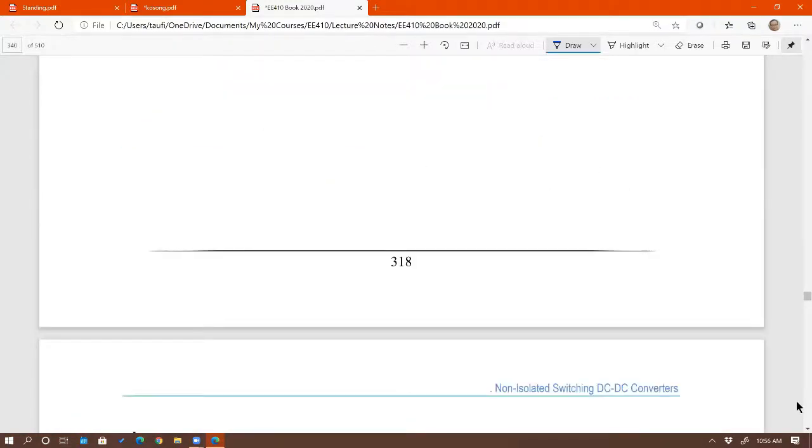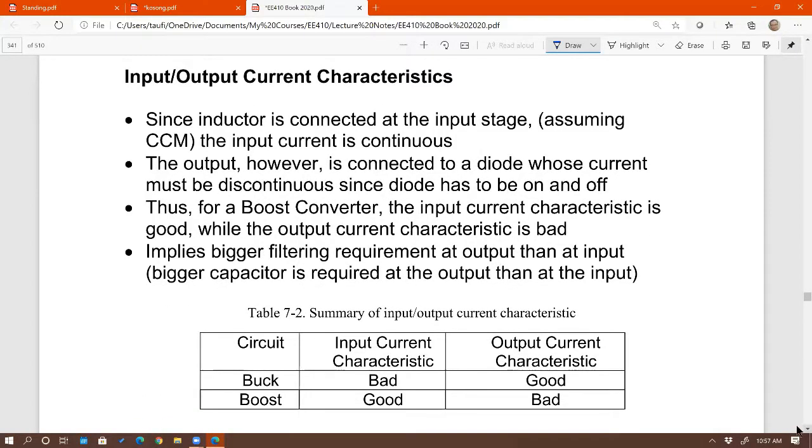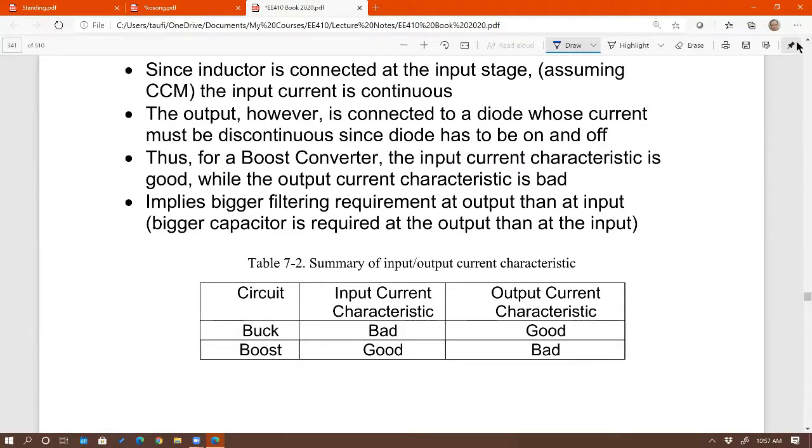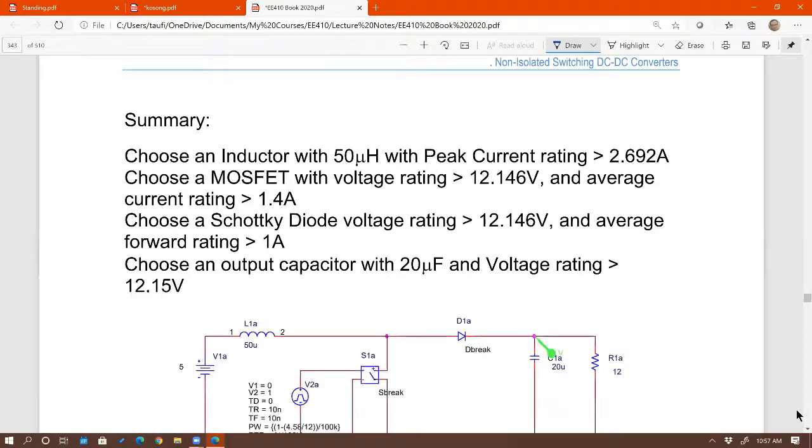Unfortunately, I'm not able to finish buck boost today, but it's fine. I'm happy that we clarified several things today from your questions. Look, this is the input-output current characteristics. A buck is bad, good. Boost is good, bad, and that makes sense, right? Because a boost is totally the opposite of a buck. Now, what's interesting is that when you do buck boost, which is next right here, and then I can adjourn after this.